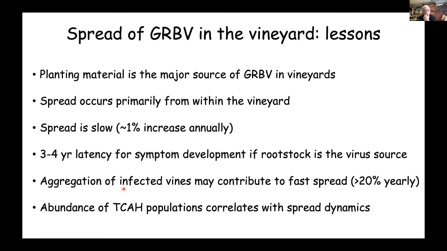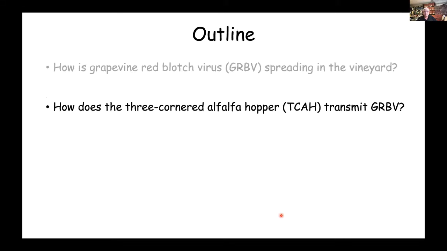And as I mentioned, aggregation may contribute to the fast spread, and this is obviously something to avoid in order to mitigate the impact of red blotch. And as illustrated, the abundance of the three-cornered alfalfa hopper population correlates with spread dynamics. So I mentioned a lot about the three-cornered alfalfa hopper. How does it transmit the virus?